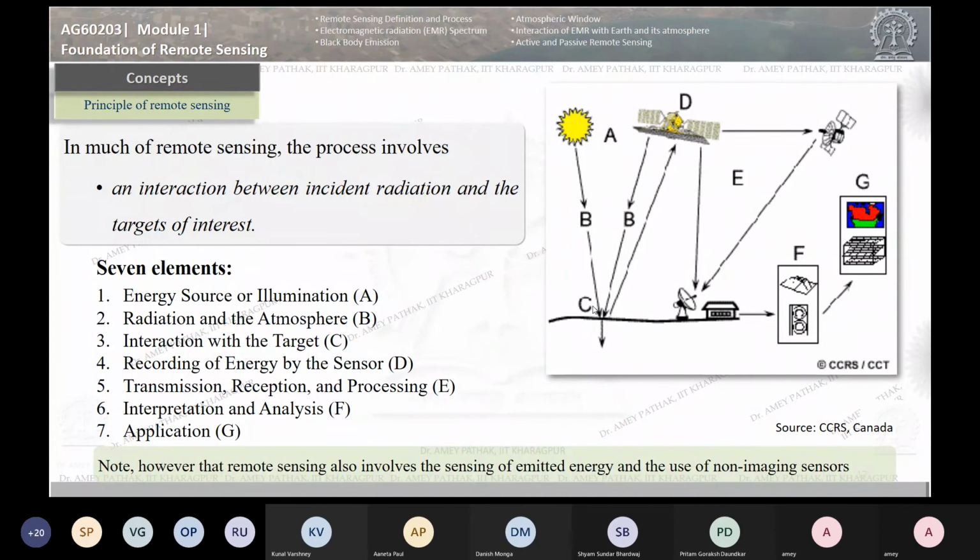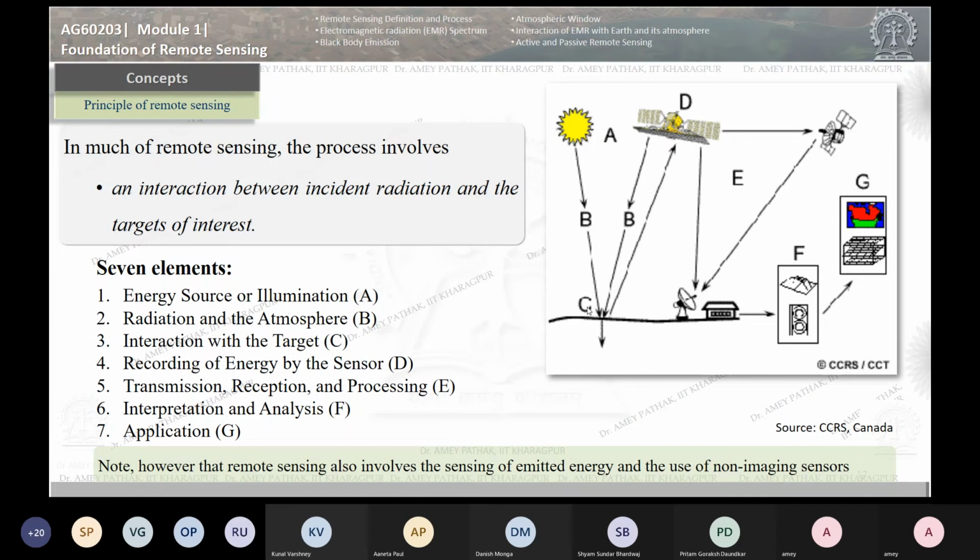Here the target means the phenomenon which we are trying to observe. Suppose you are working in agriculture, so your target may be the crops. If you are working on water, your target may be the water body. If you are working on air pollution, then your target will be the pollution level. If you are working on temperature, it means how much heat is being released by that object. Or if you are working on built-up land, that will be your target. So that is the interaction of the radiation with the target, which is your C.